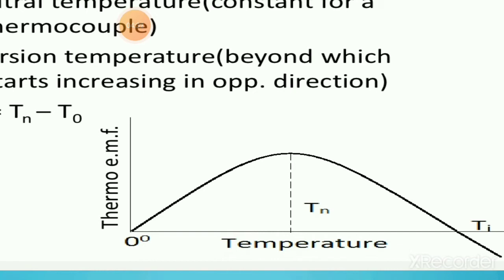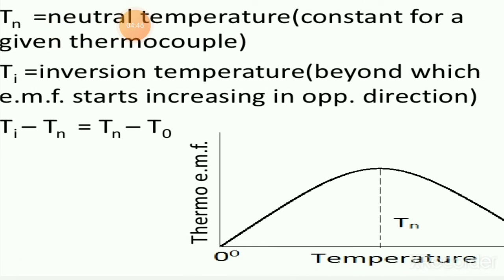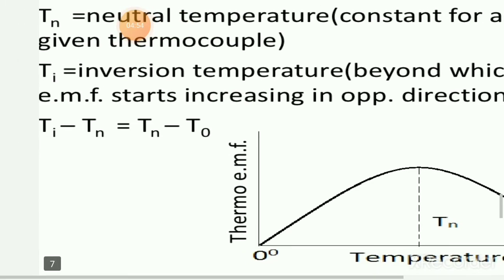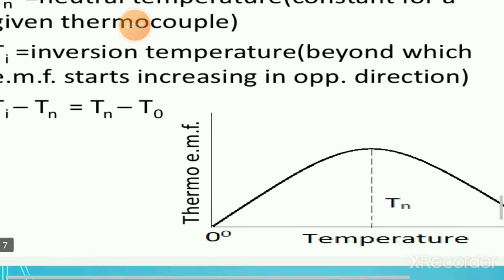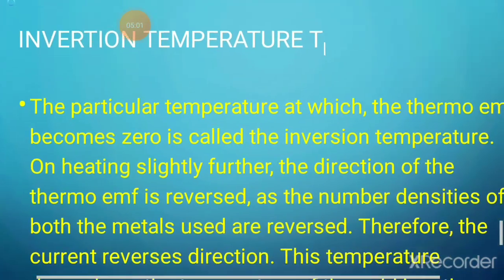Now see here. 0 degree centigrade is denoted by T0 on the Kelvin scale. At the maximum is Tn, and this is Ti. So this can be written as: inversion temperature Ti minus Tn equals neutral temperature Tn minus the initial temperature T0. This is the equation. What is the inversion temperature? It is denoted by Ti.